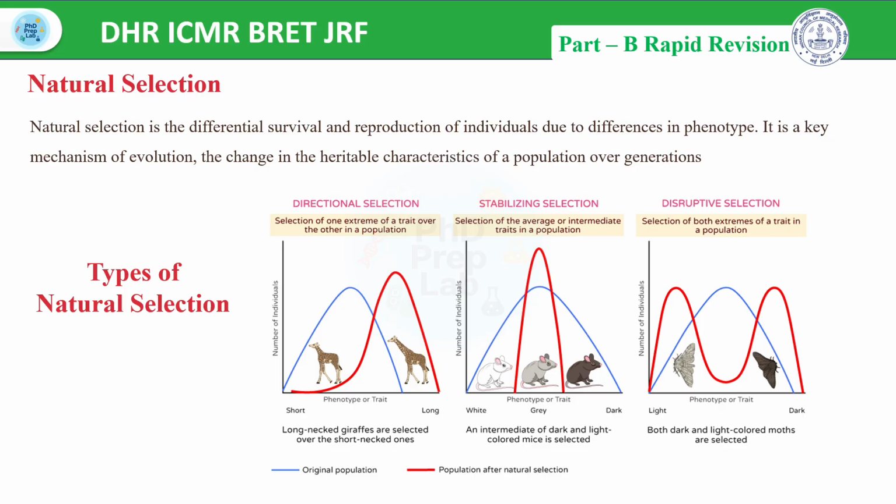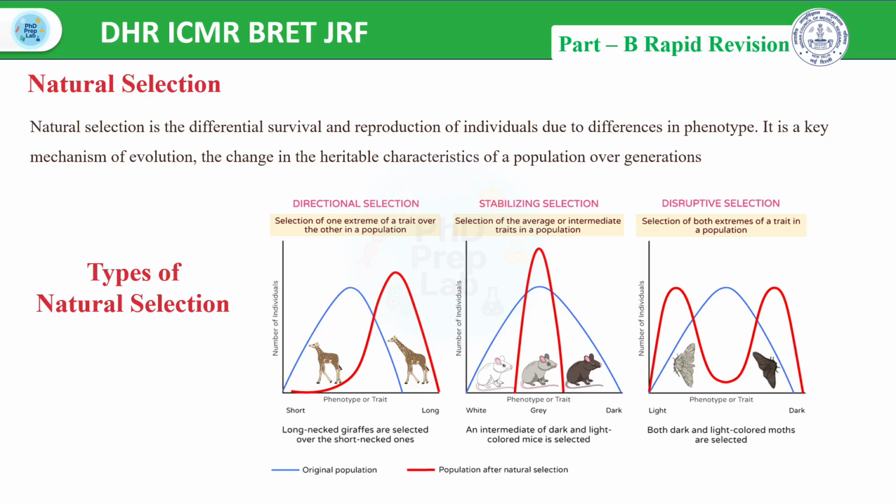So there are three types of natural selection. There is directional selection, there is stabilizing selection, and disruptive selection. These graphs are also very important. Directional selection basically means that the selection of one extreme trait is there in the population. So suppose only the long neck giraffe is favored. When one extreme phenotype is preferred, that is directional selection.